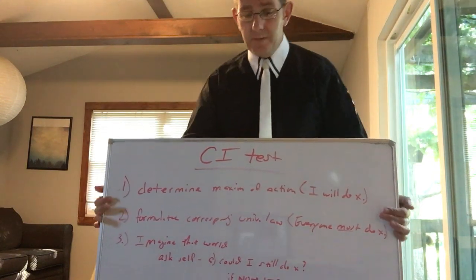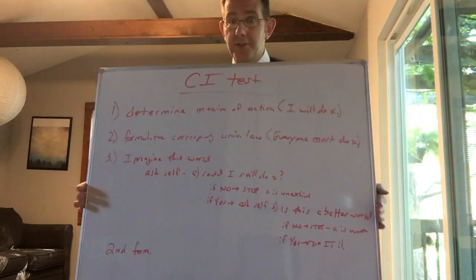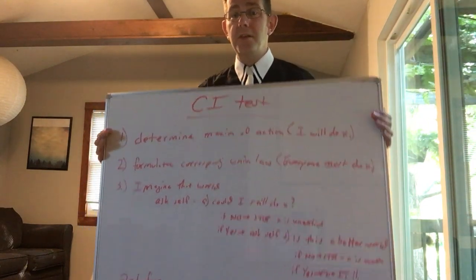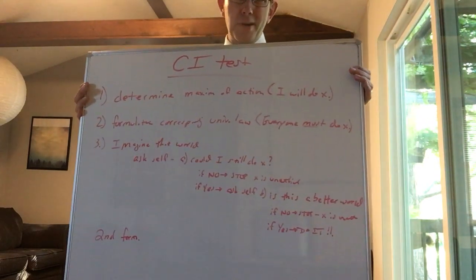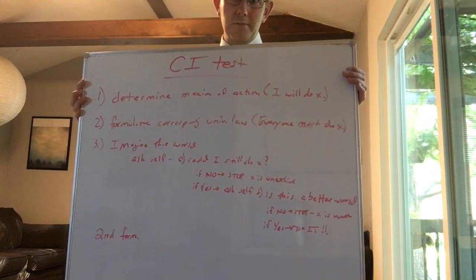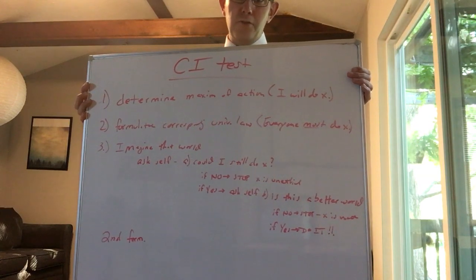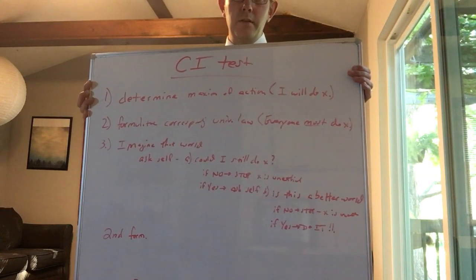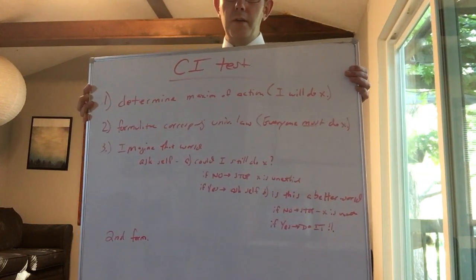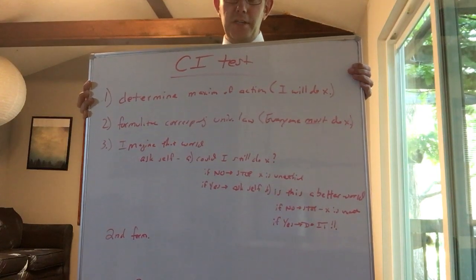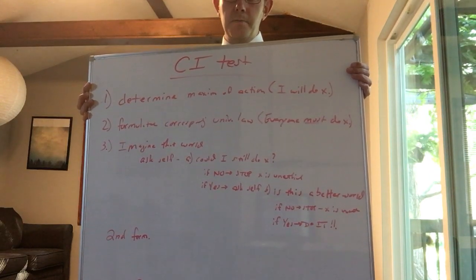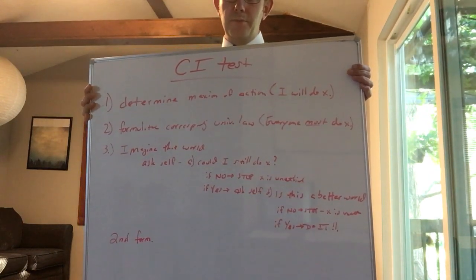So if you can accomplish X in a world where everyone else is doing X too, then you have to ask yourself the second question. Is this a better world where everyone's doing X? If it's not a better world for everyone, then stop. It's unethical. You have an imperfect duty to not perform that action. We'll see a couple of examples of those in a minute.